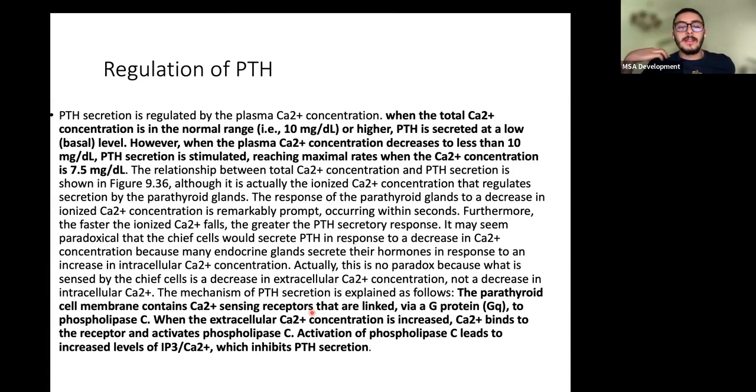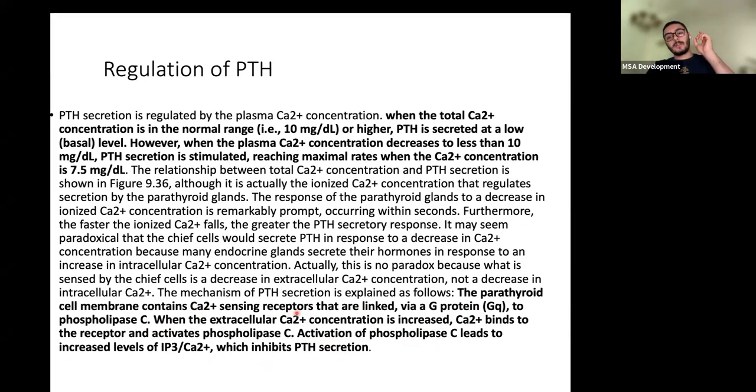Okay, this is what I mean by opposite effect. Again, real quickly, calcium sensing receptors are always there only to sense hypercalcemia. Whenever there is hypercalcemia, calcium will bind to this receptor, and this receptor will work by activating phospholipase C, which will increase the levels of IP3 and calcium, and this will inhibit PTH secretion. Okay, this is the normal for calcium sensing receptors.